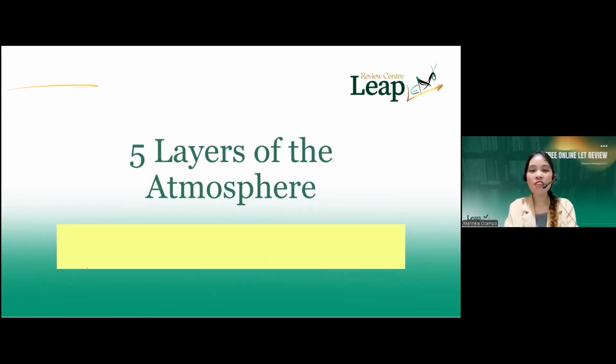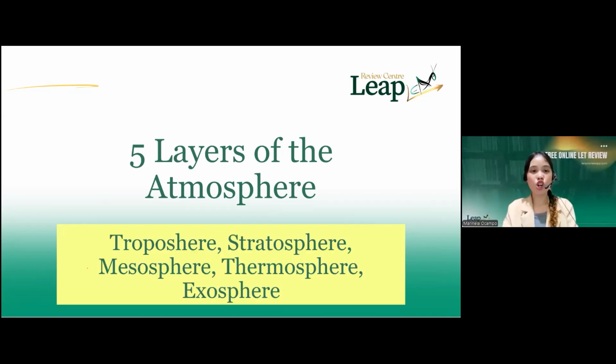Next, what are the five layers of the atmosphere? Five layers of the atmosphere. Very good, Ma'am Queenie. We have, in proper arrangement, the troposphere, the stratosphere, mesosphere, thermosphere, and the exosphere. Now, let's talk about them in the simplest terms. So for the troposphere, you just have to remember that it is where almost all weather conditions occur.